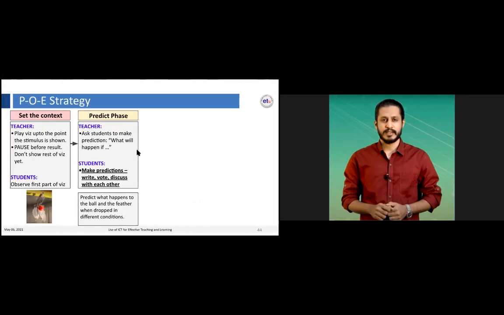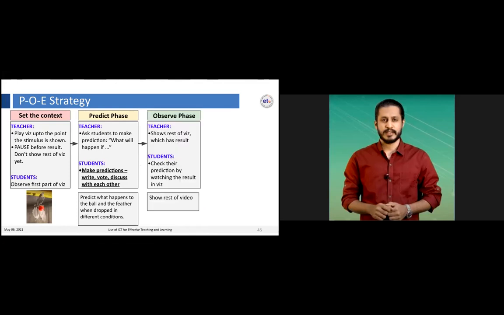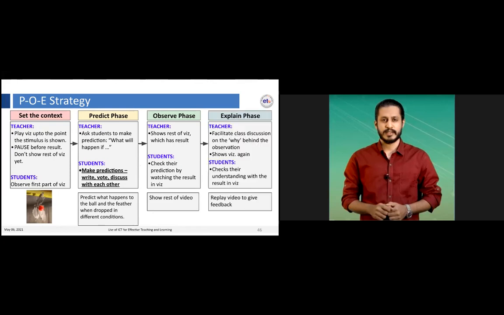results live. Okay, then the next phase is the observe phase, where we can show them the rest of the visualization which has the result, which video you have seen, and students can check their predictions by watching this part. What I did was I showed you the video. Now the final phase is the explain phase. In our case we used the video itself for explanation, but in a physics classroom, a physics teacher can go beyond this particular discussion and start talking about the mathematical expressions and everything.